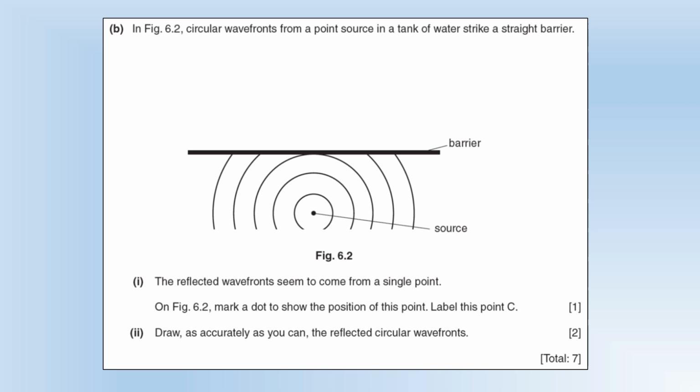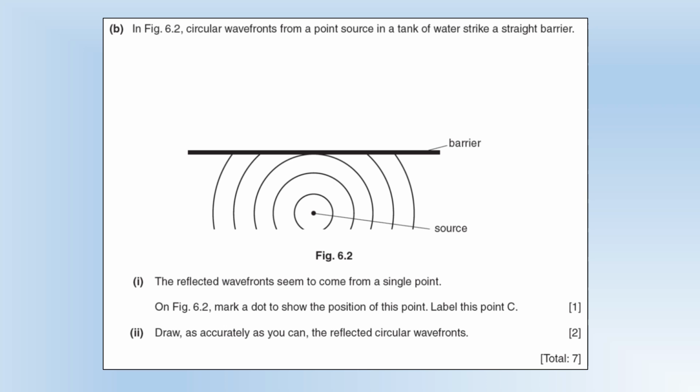In the diagram, waves from a point source in a tank of water strike a straight barrier. The reflected wavefronts seem to come from a single point. On the diagram, mark a dot to show the position of this point, label that C.